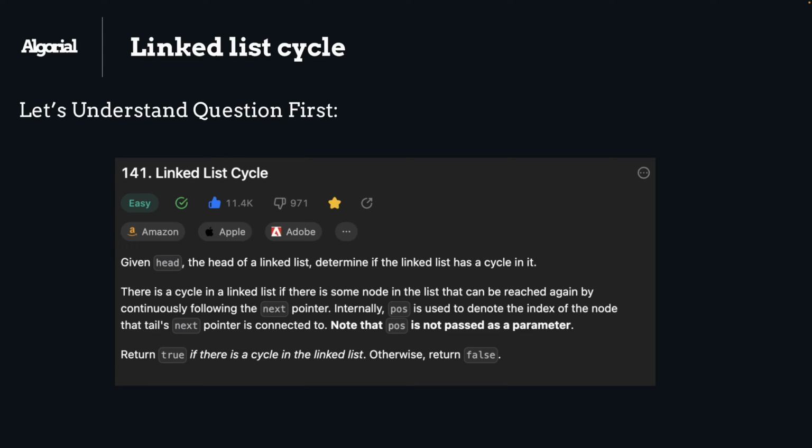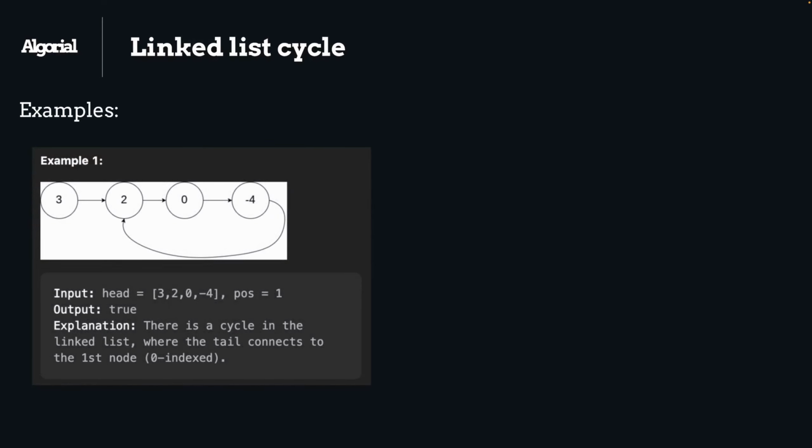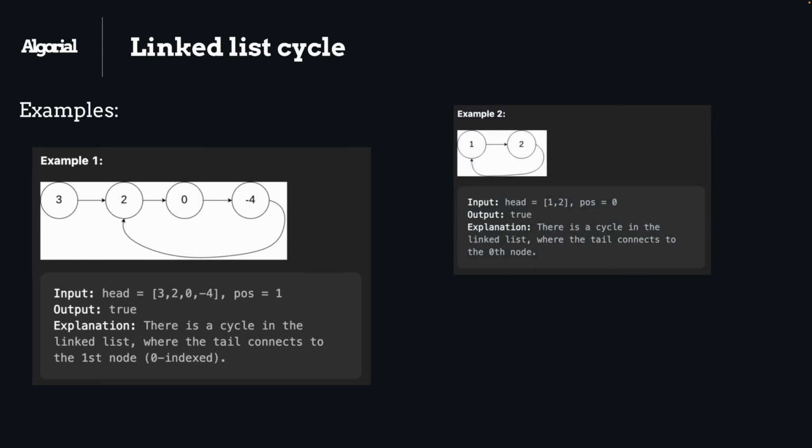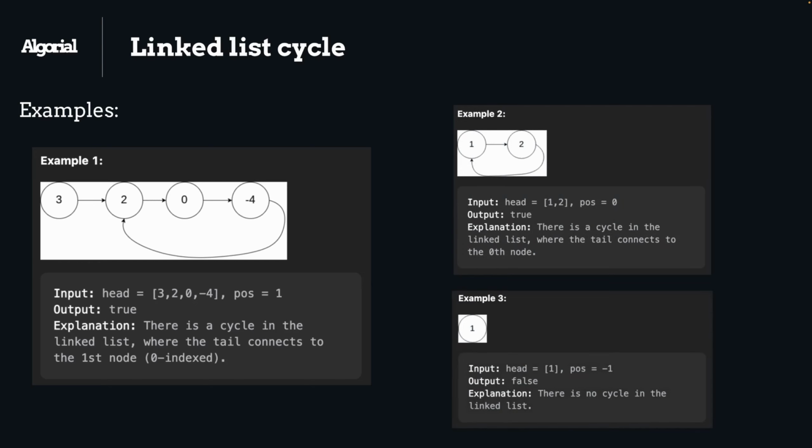So let's see some examples. Here is the first example. As you can see, we have a simple linked list: 3, 2, 0 and -4. But the problem with this linked list is that -4 points back to node 2, which creates a cycle. And if we traverse through this linked list, we will never get out of it. Second example, it is the same: 1 points to 2 and 2 points to 1, a cycle. And finally, the last example, we only have one node, so it does not create any cycle.